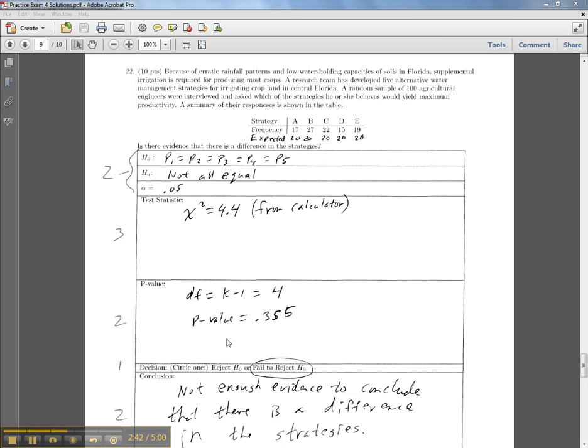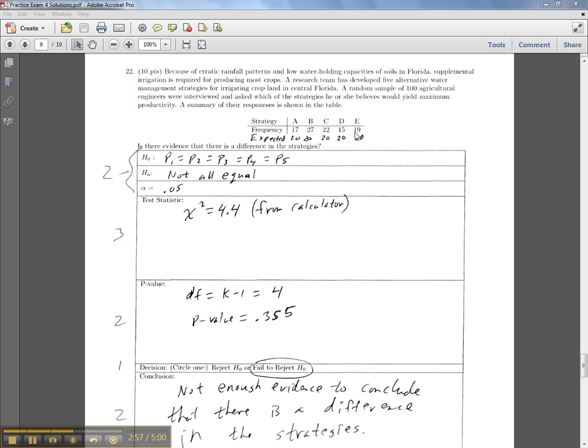So definitely keep your alternative this way. It's the easiest way to make your life easier. Your alpha level is 0.05. It's not given to us, but we assume that it's 0.05 if it's not given.